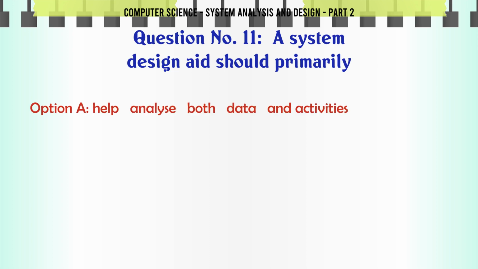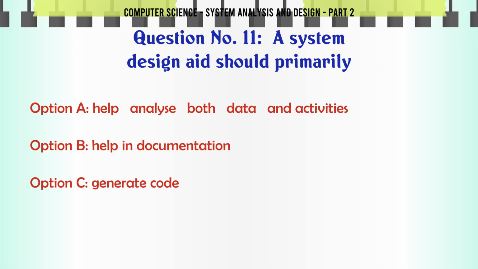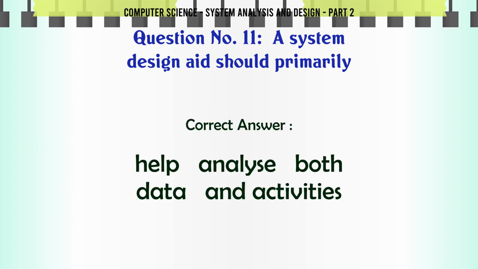A system design aid should primarily A. Help analyze both data and activities. B. Help in documentation. C. Generate code. D. Using a graphical user interface. The correct answer is help analyze both data and activities.